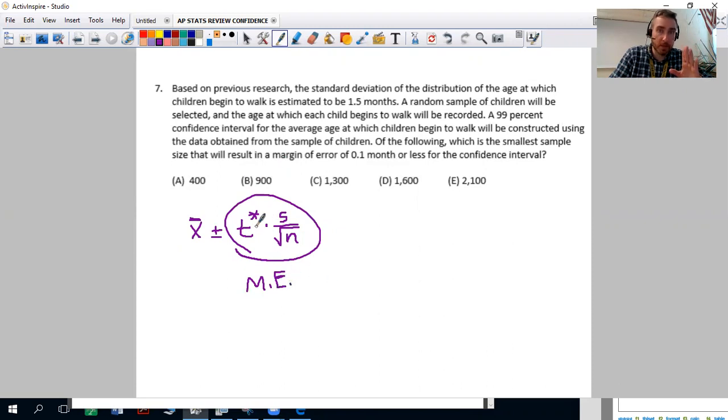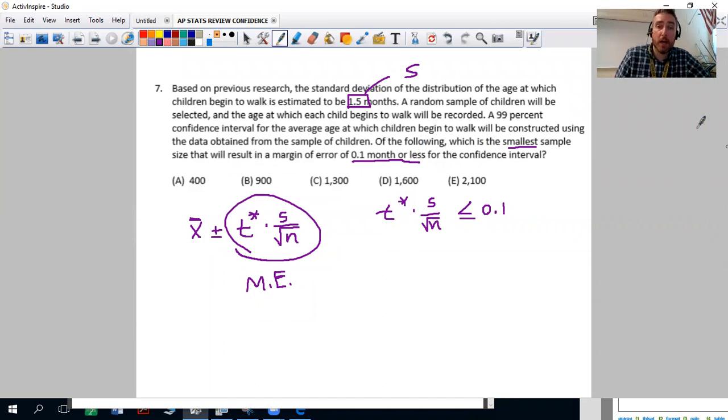So I want you to think about this. We're really lacking some information here. The only thing we really know is a standard deviation. We know our standard deviation is 1.5. I want my margin of error to be less than or equal to 0.1. So I want t star multiplied by s over the square root of n to be less than or equal to 0.1. And this question is asking, what's going to be the smallest sample size that's going to give me a margin of error less than or equal to 0.1?